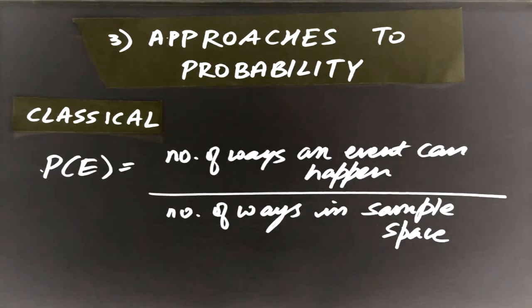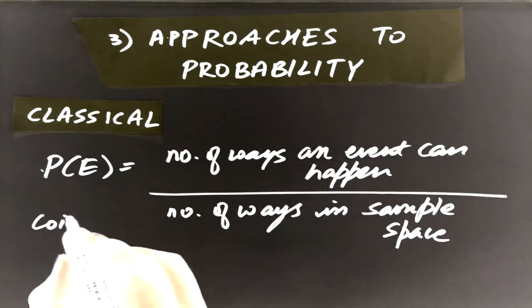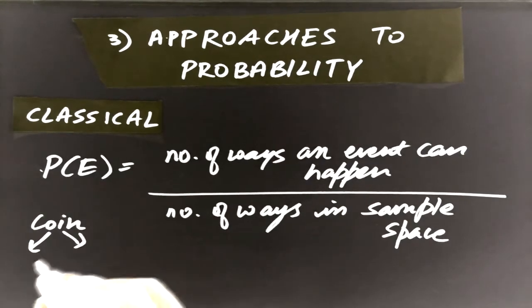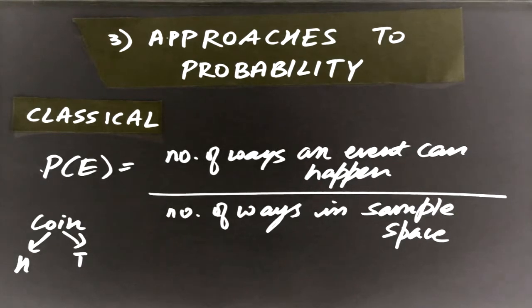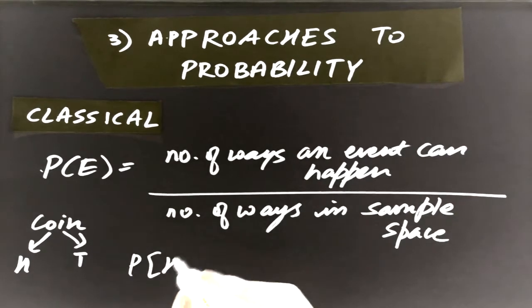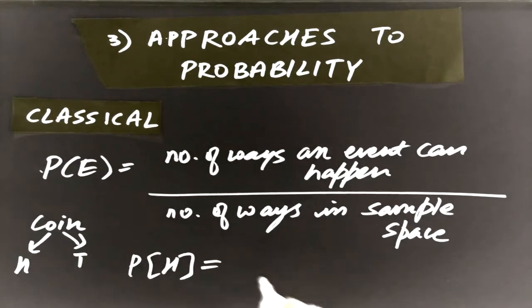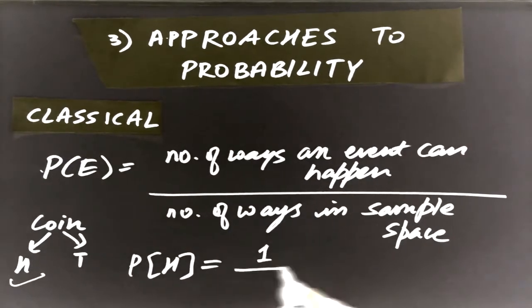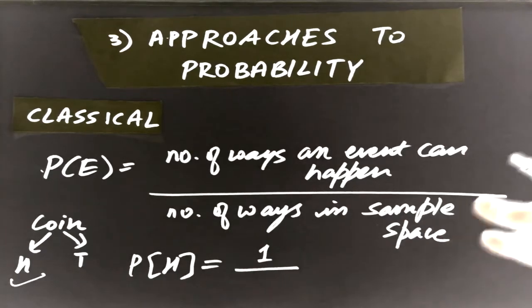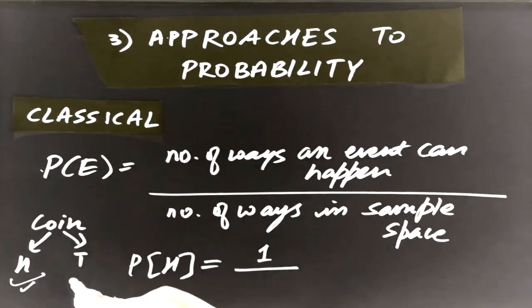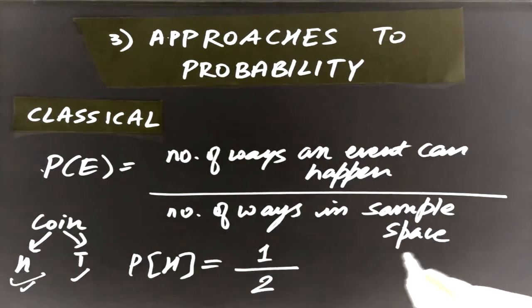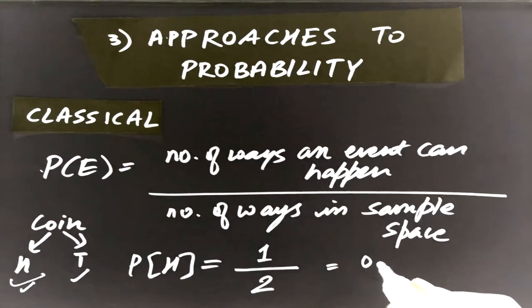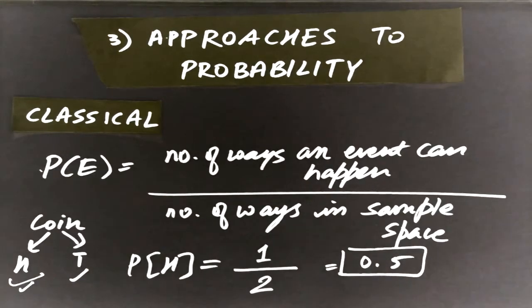If we take an example of a coin, it has two faces, one is head, one is tails. If I want to know the probability of getting head, then it will be the number of ways the event can happen, head can occur one time, divided by the number of ways in the sample space. There are two ways a coin can turn out, heads or tails, so it will be 1 by 2. So this is the classical approach.